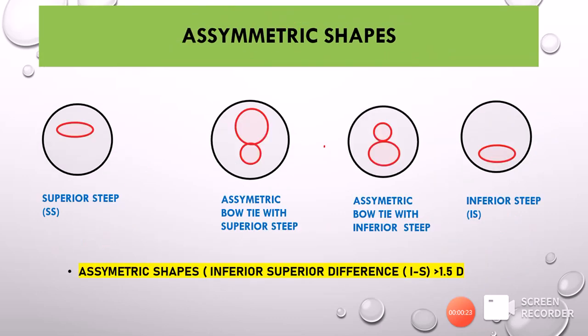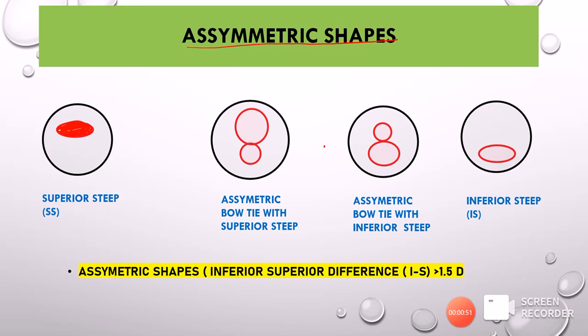The next type of shapes that we see in the axial maps are the asymmetrical shapes. In asymmetrical shapes, there will be steepening in a part of the cornea, but it is not symmetrical in the upper and the lower quadrant of the cornea. The first type of shape is superior steep. In superior steep, only the upper quadrant shows such an area of steepening, like this. This is called superior steepening.